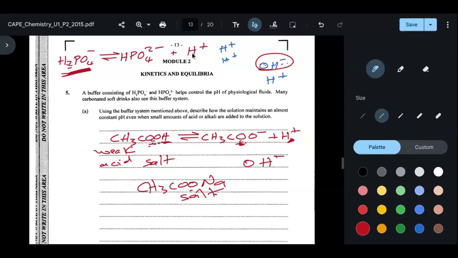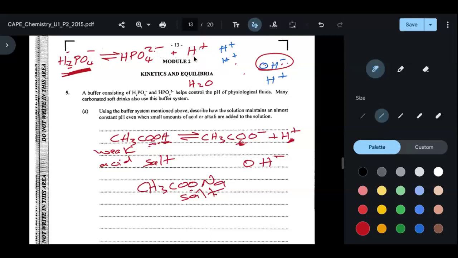But generally, if this is the buffer, you will not have a lot of hydrogen ion. Based on this equation, this is a weak acid, right? So when you add H plus, this negative ion will accept the proton, so the equilibrium shifts to the left. And if you add the base, the base can react with this to form water. That is correct, that is a reaction.